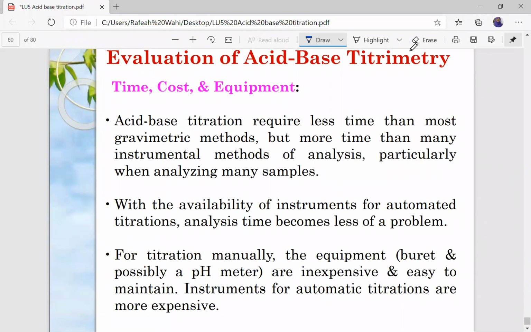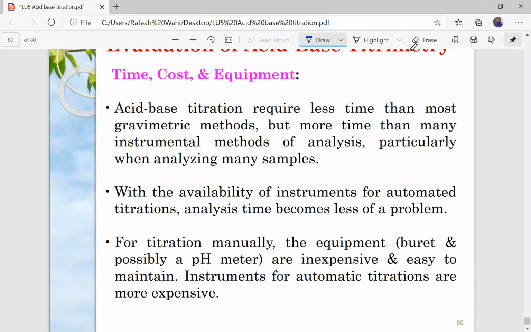Okay, about time, cost, and equipment. Acid-base titration requires less time than most gravimetric methods, but more time than many instrumental methods of analysis, particularly when analyzing many samples. So with the availability of instruments for automated titration, analysis time becomes less of a problem. For example, just now, we know that we can use auto titrator for more easy titration technique.